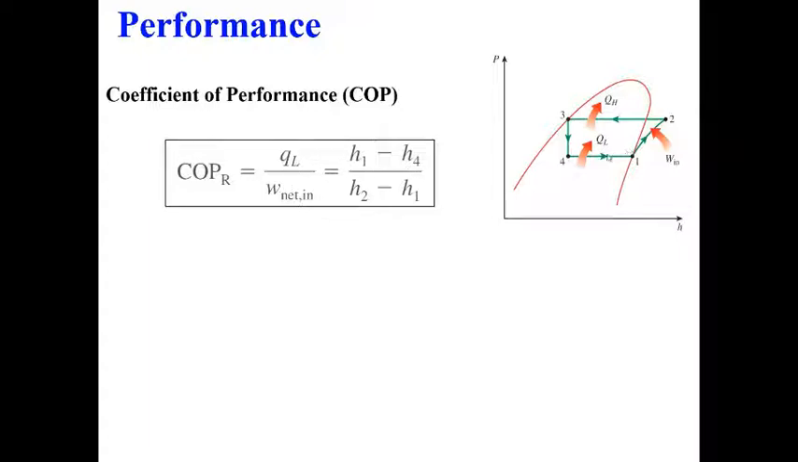Now this QL is, as we have already discussed, H1 minus H4. So this is the process where QL, or heat, is absorbed. It is the difference between H1 and H4, and W is the difference between H2 and H1. So this will give you COP.